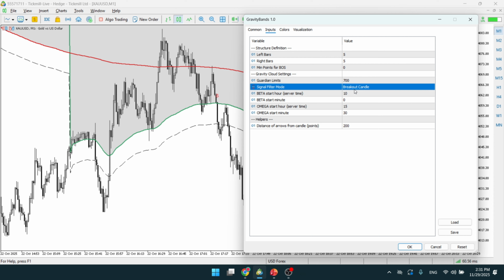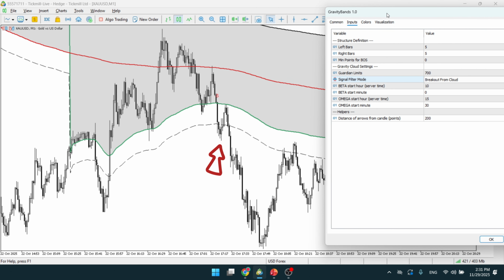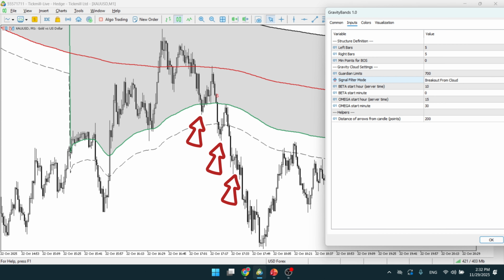I have three types of signal filter mode. I have a no filter mode: basically, at each break of structure, we will have a signal. Then we have a breakout from cloud, so as soon as we have this breakout, we can have a signal, and later, let's say, another breakout, and so on. And the third mode, which I prefer, is the breakout candle. Basically, I only take a candle that is breaking my structure and getting out of the cloud.